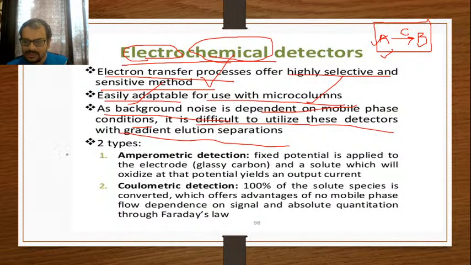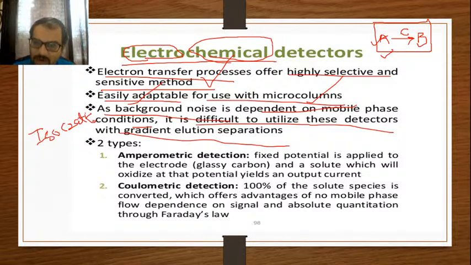That means these systems, so-called electrochemical detectors, are useful for isocratic elution systems. Because the mobile phase component may affect your electrochemical reaction, a change in the composition of your mobile phase will affect the electrochemical reaction and thus the electrochemical detection system.